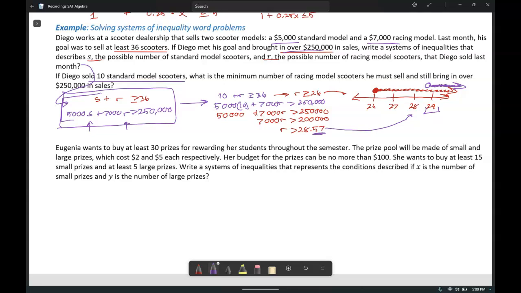And so since we've identified that 29 is the minimum value if he sells 10 standard scooters, we have a solution set as the point (10, 29). And what I want you to do is check to see where this point falls within the shaded regions when you graph both inequalities.